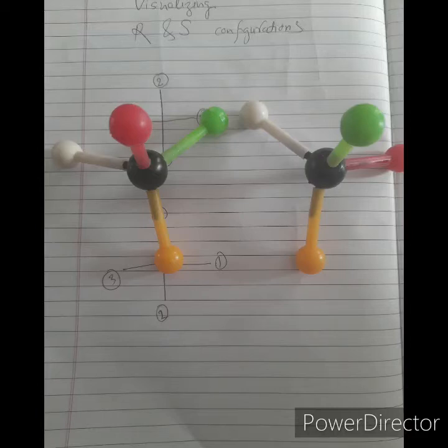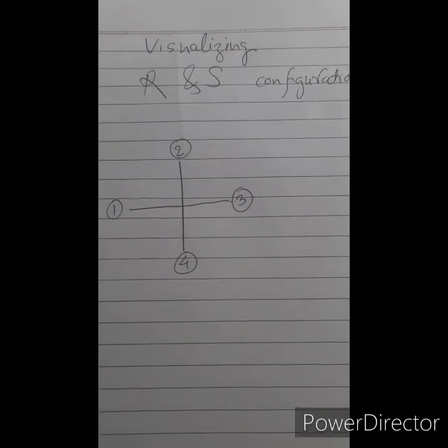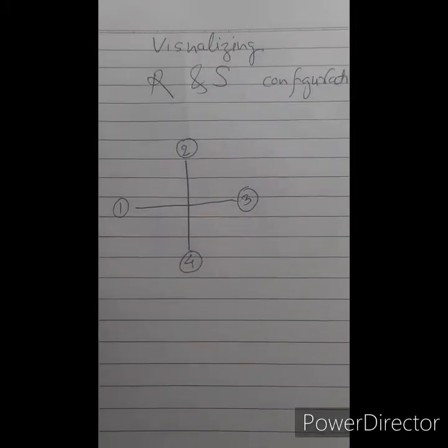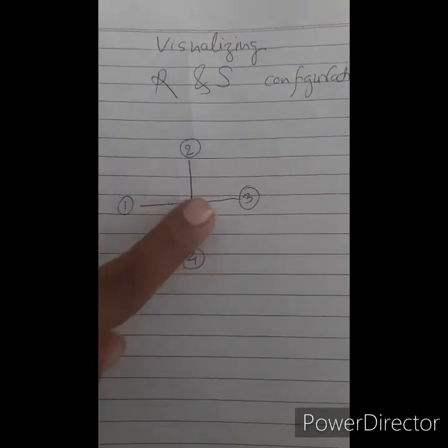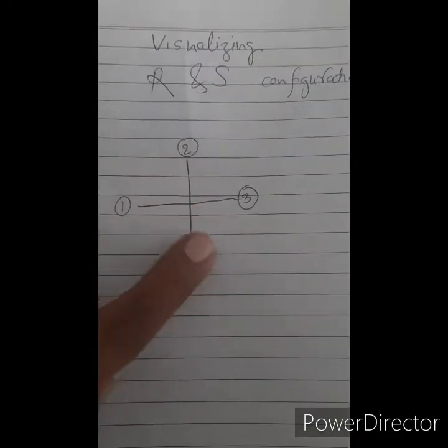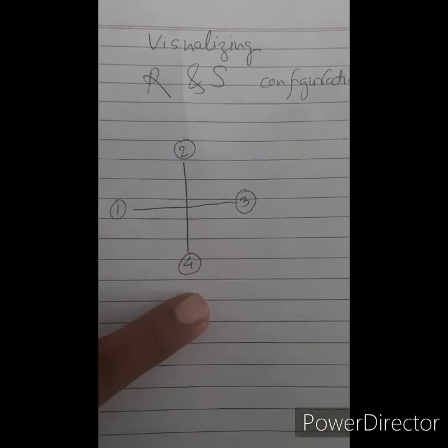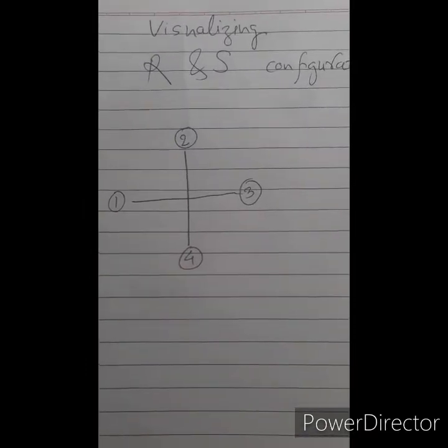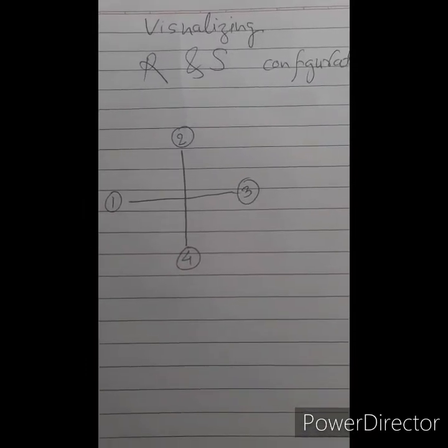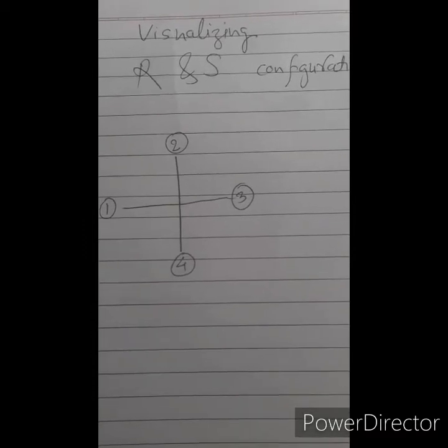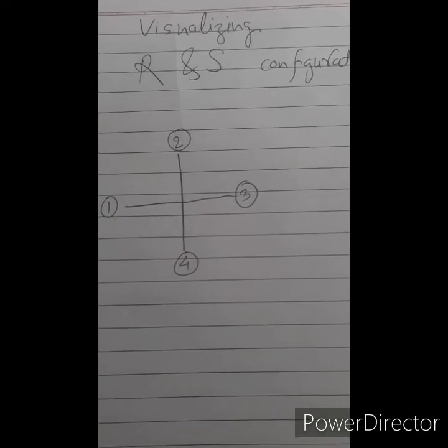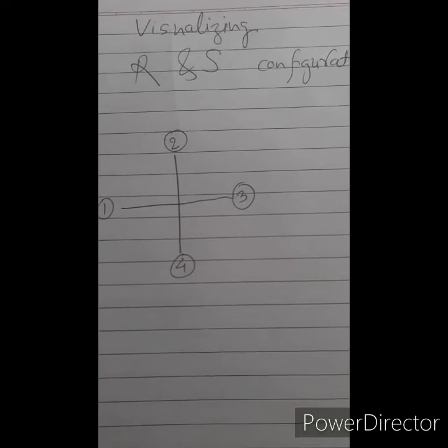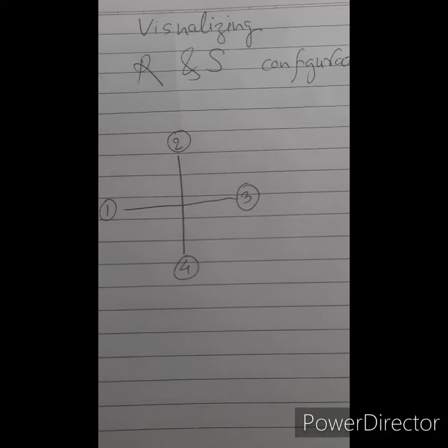The topic is visualization of R and S configuration. You see, this is a Fischer projection formula, and in this Fischer projection formula, say these are hypothetical groups 1, 2, 3, 4. It is expected that on the basis of this formula, you should be able to visualize the molecule and identify whether the molecule has R configuration or S configuration.